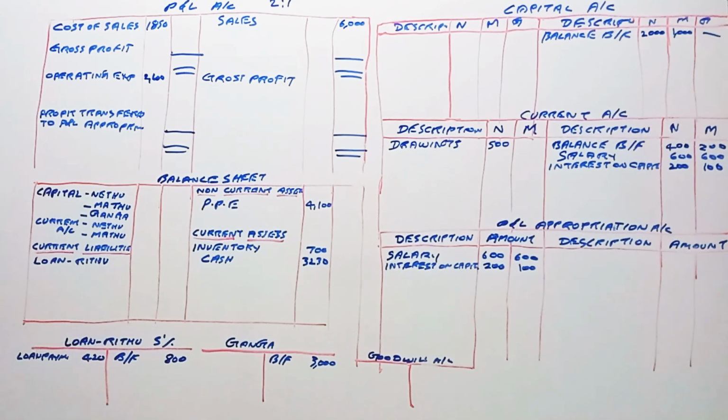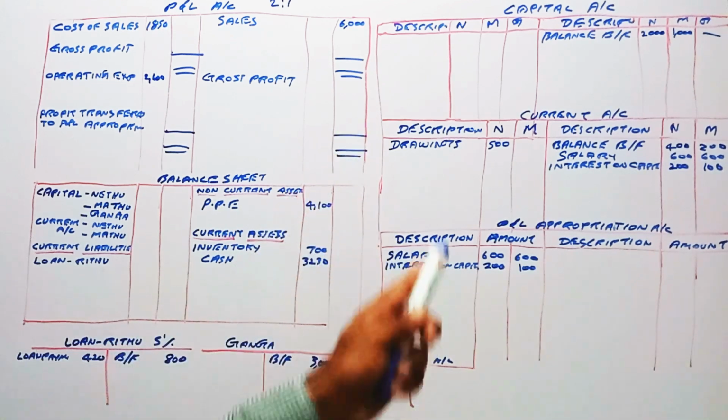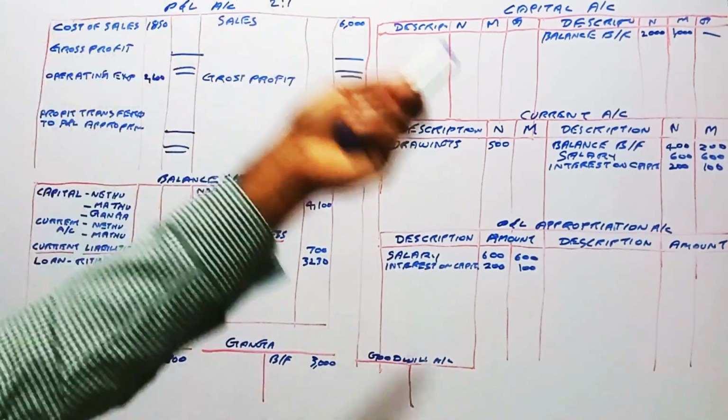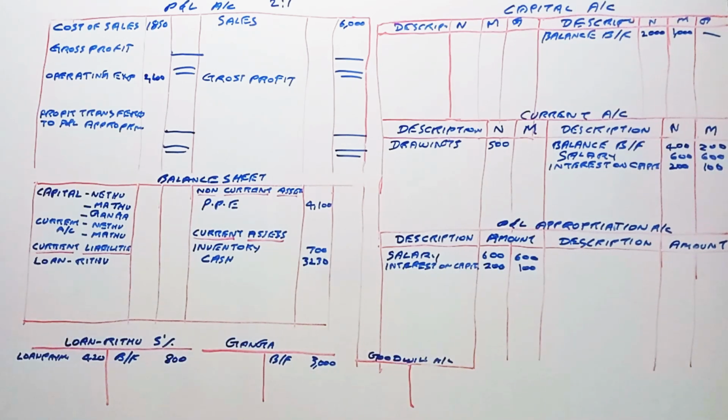The goodwill of the business is adjusted through the partners' capital accounts. All other transactions with the partners except the goodwill adjustment are recorded through their current accounts. They have given the trial balance of the partnership as at 31st March 2020. Capital accounts: Nitu and Madhu 2,000 and 1,000. I have taken all the balances. Current accounts: Nitu and Madhu 400 and 200. The 5% loan I have taken here, that is 800 for Ritu.